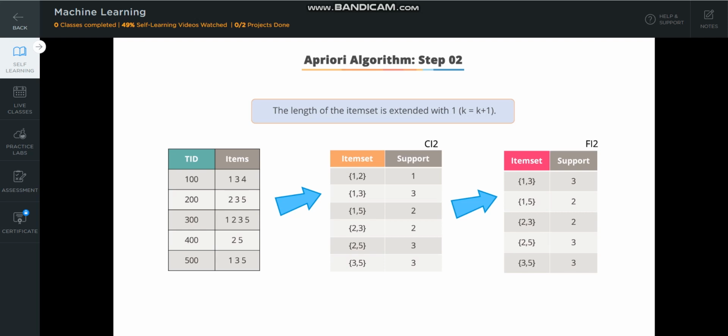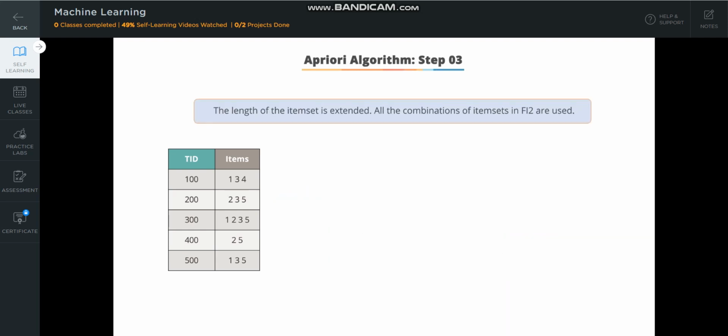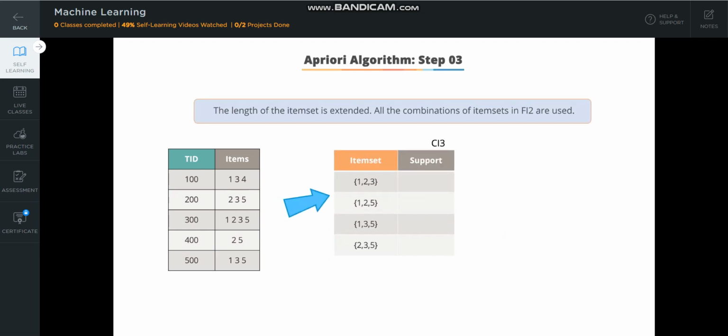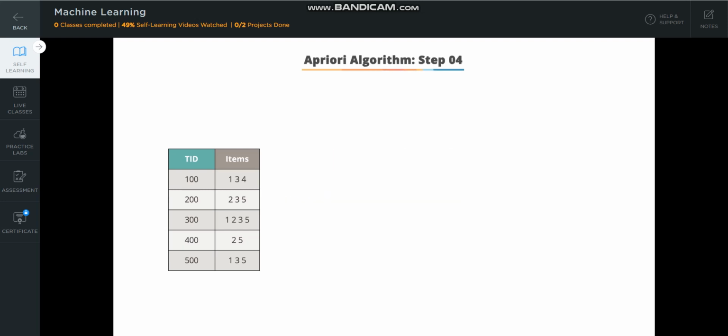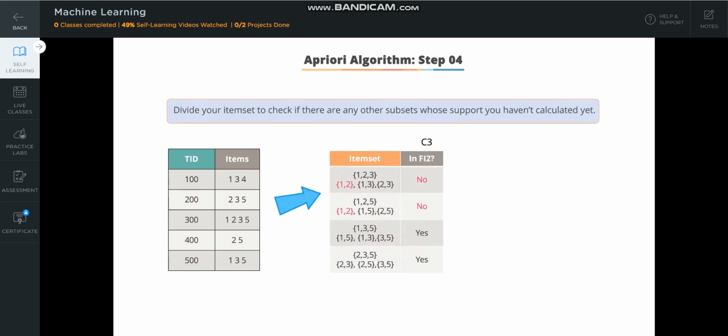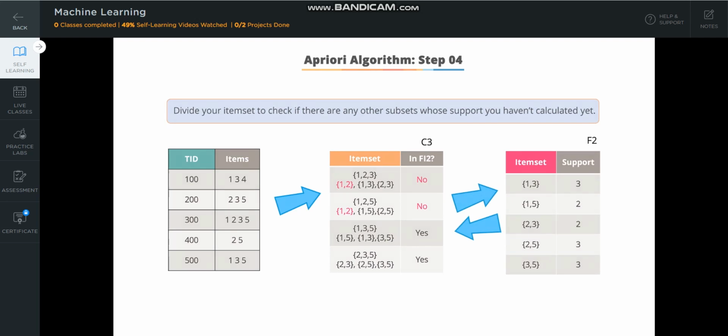The length of an item set is extended. All the combinations of item sets in F2 are used in the new candidate set C3. Now let's understand what is pruning and how it makes a priori one of the best algorithms for finding frequent item sets. Using pruning, we are going to divide the item sets in C3 into subsets and eliminate the subsets that have a support value less than 2.